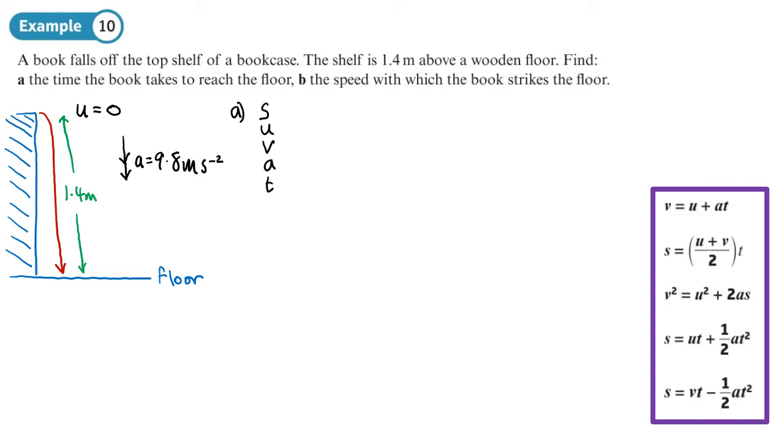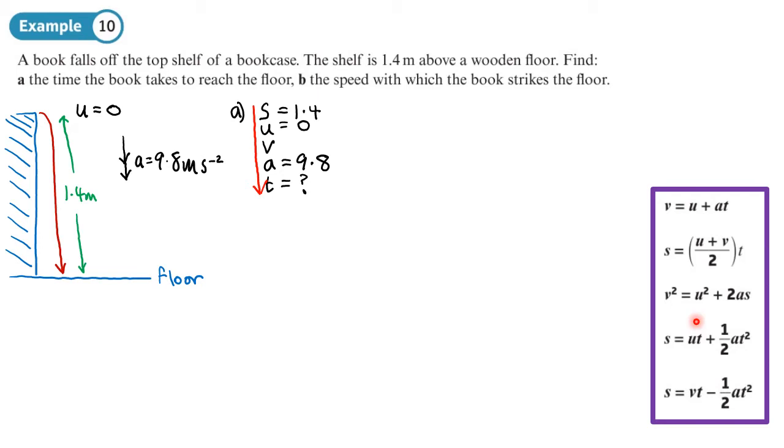SUVAT, I'm going to do an arrow like this, down, to remind me that I'm taking down as positive. So anything that goes down is positive. Anything that goes up will be negative in this case. So s is 1.4 down, below where I start. u is 0. v, I don't think we care about that, not in part A. And a is 9.8, because that goes down, so it's going to be positive. And t is what we're trying to find.